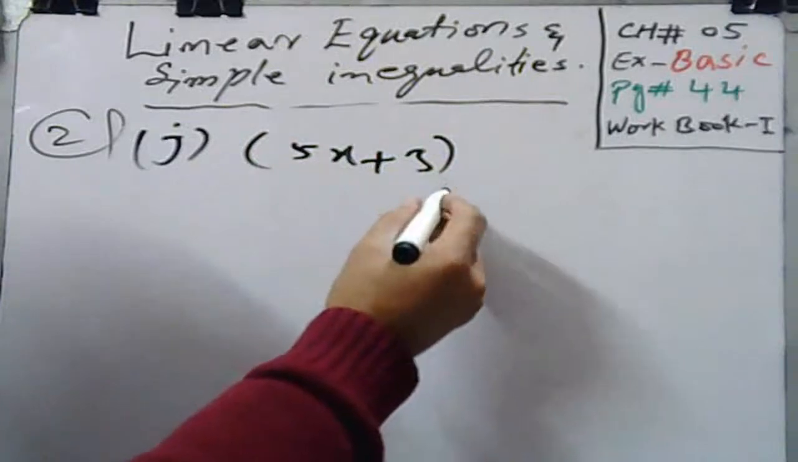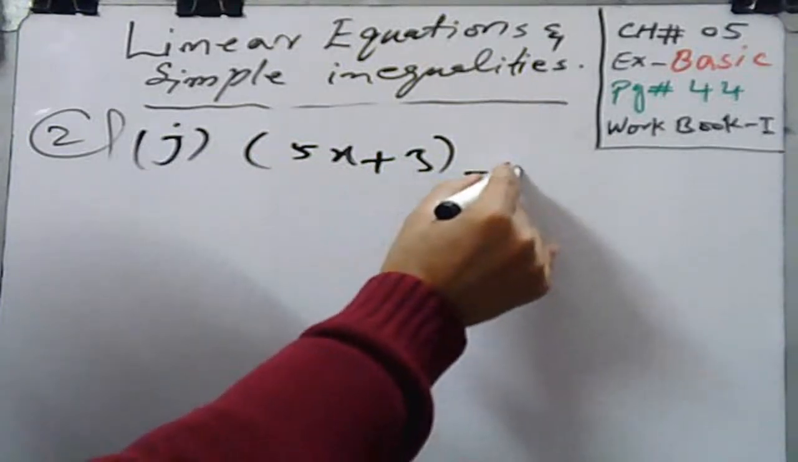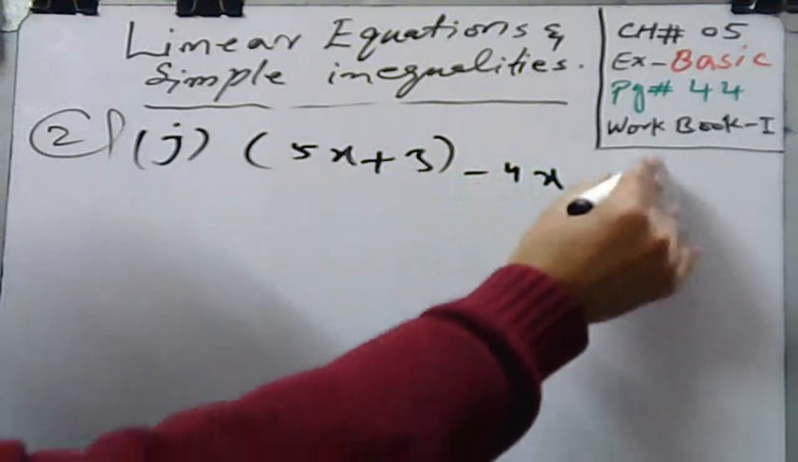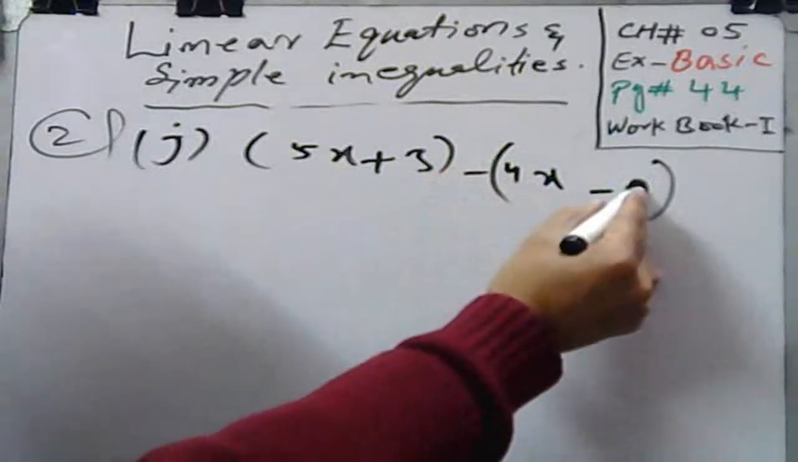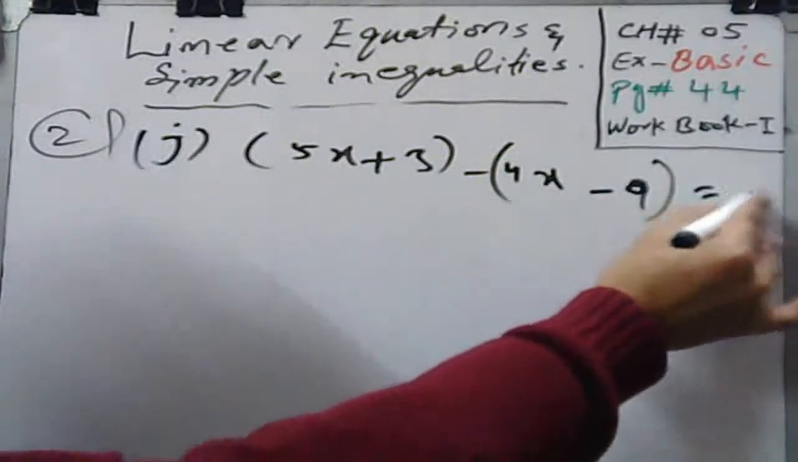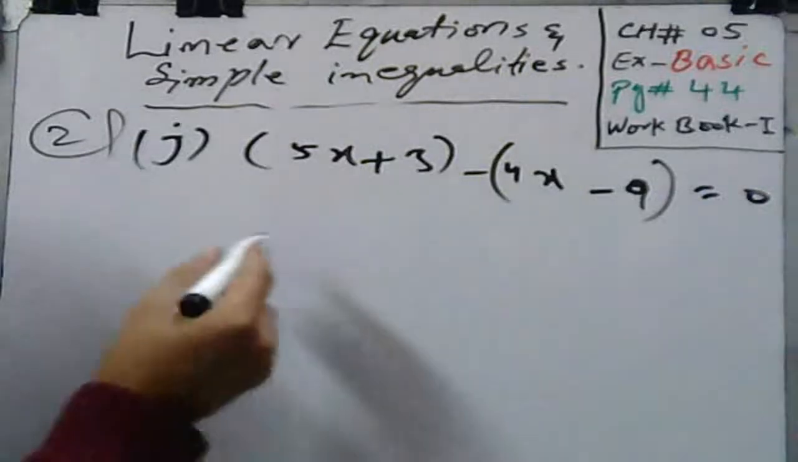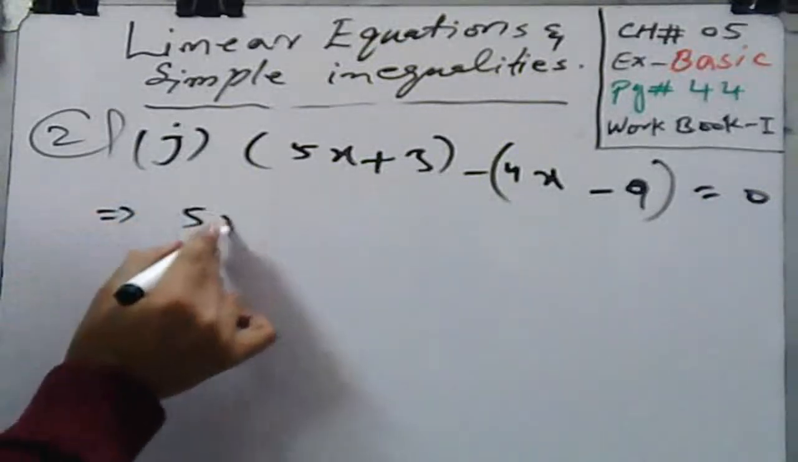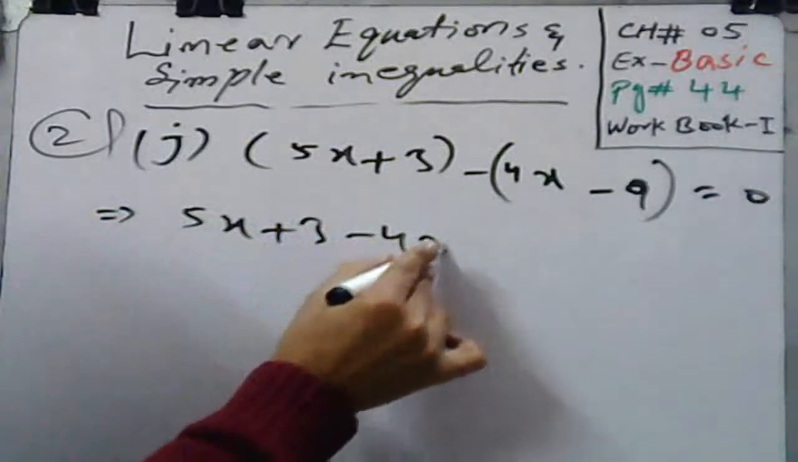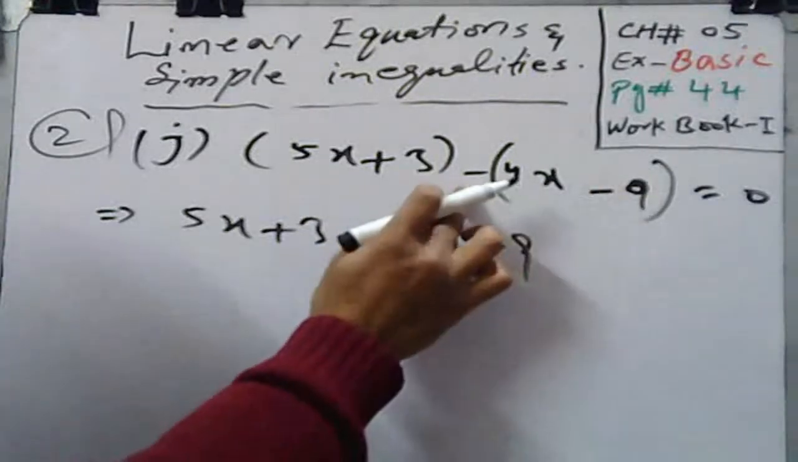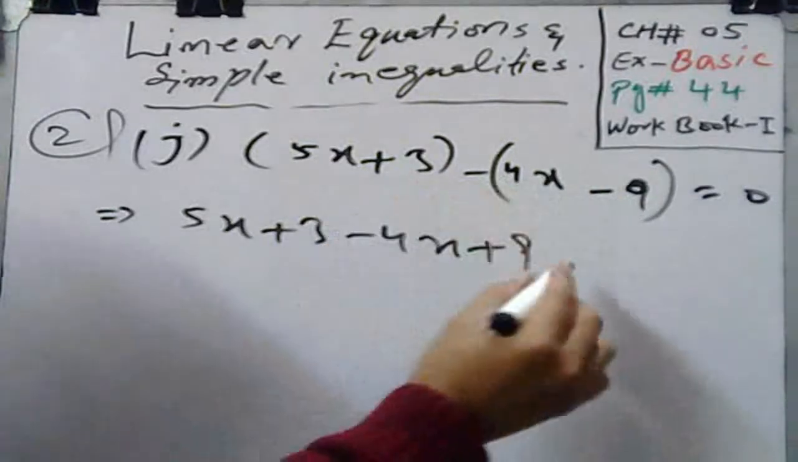Five x plus 3 minus 4x minus 9 is equal to 0. So simplify it. 5x plus 3 minus 4x plus 9, bracket removed, sign should be changed because outside the bracket there is a negative sign, is equal to 0.